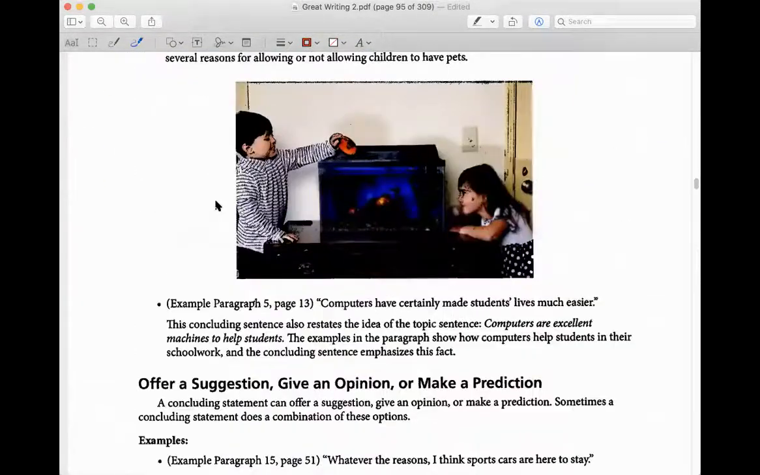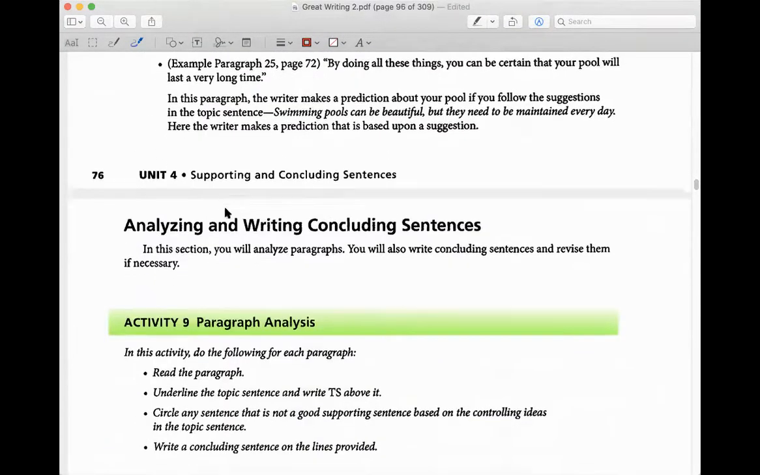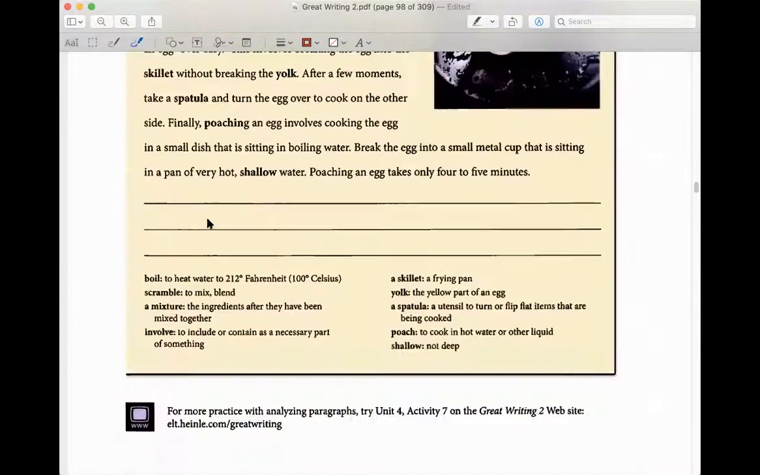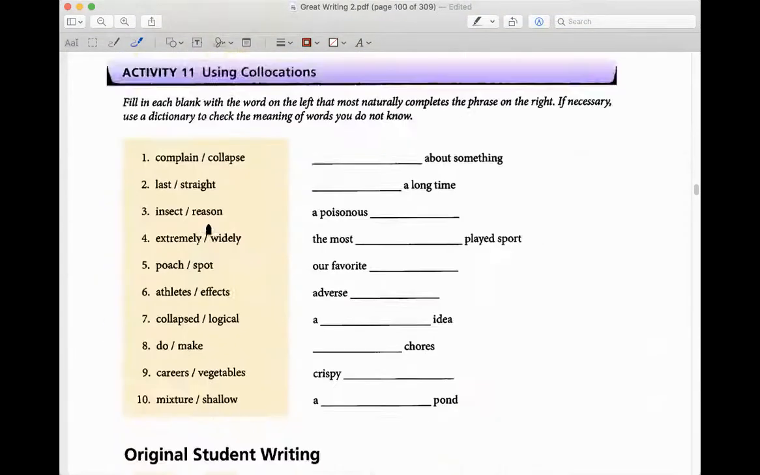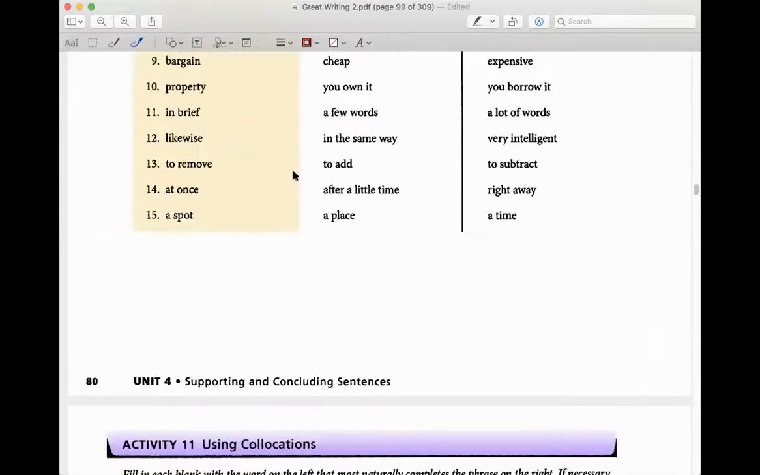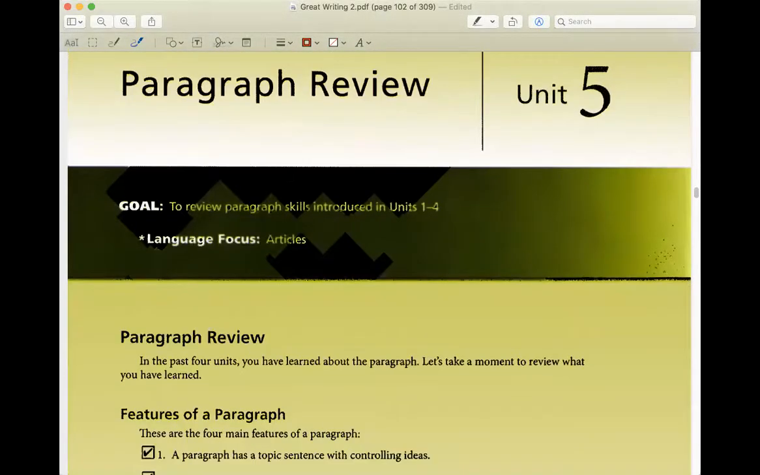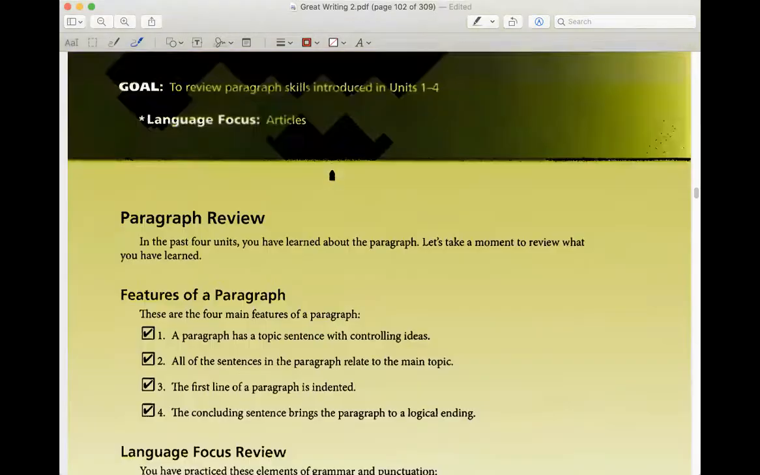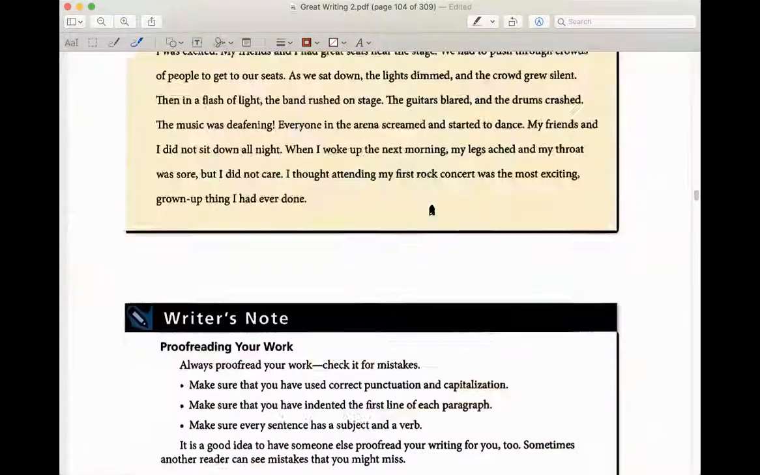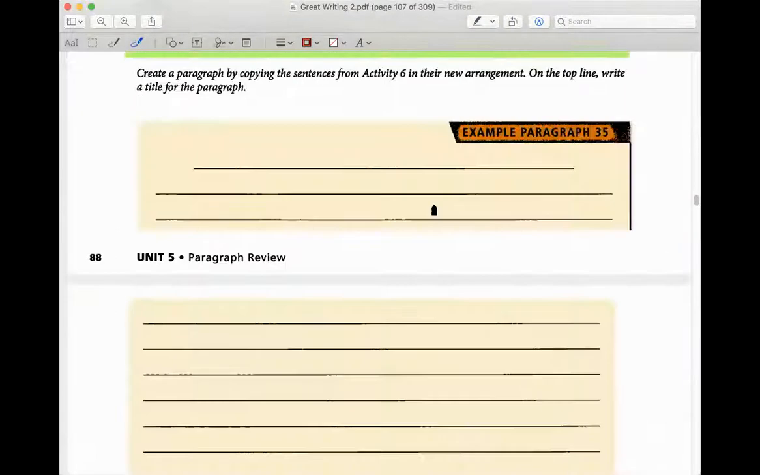And then concluding sentences we know are basically a one sentence summary of your paragraph. And they usually echo your topic sentence. Okay, any other grammar in this one? Again, pay attention to the vocab. There will be some vocabulary questions on the exam. Okay. Unit 5 was just a review of what a paragraph is. So let's quickly go through here and see if there's any grammar that we need to keep in mind.